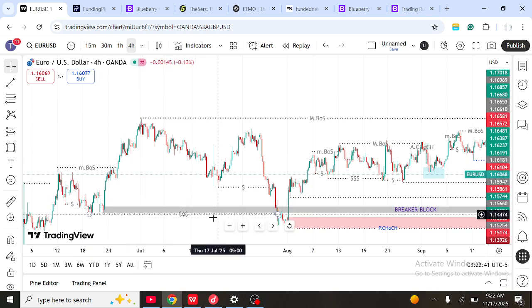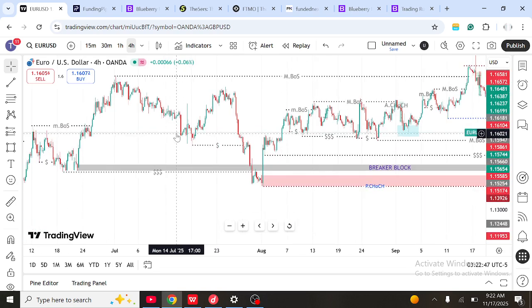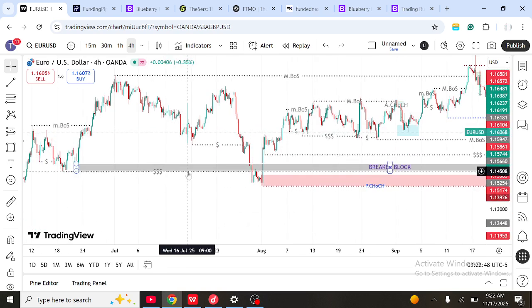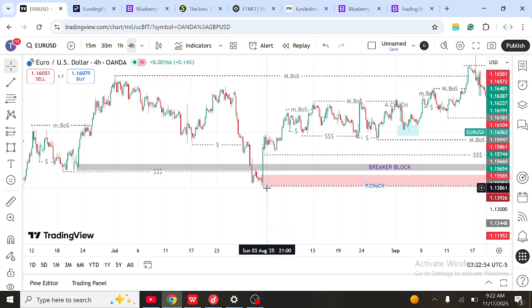Some people will be looking at selling because this will be their change of character. But for me, it's not my change of character, it's my sweep of liquidity, because I'm still looking for market to take out this high. My change of character happens when this low has been taken out. That's the low that caused the major break of structure.